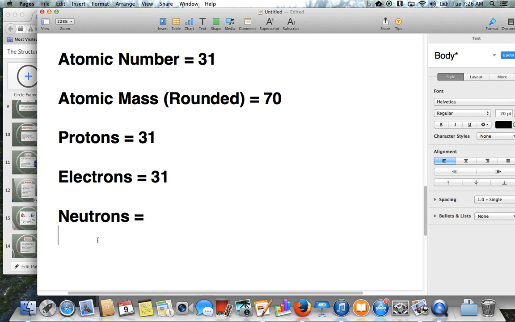Okay, we know we need to do our calculation, so let's do that. We take the rounded atomic mass, which is 70, and we're going to subtract from that the atomic number, which is 31. And we should get 39. 70 minus 31 gives us 39. So the number of neutrons is 39.